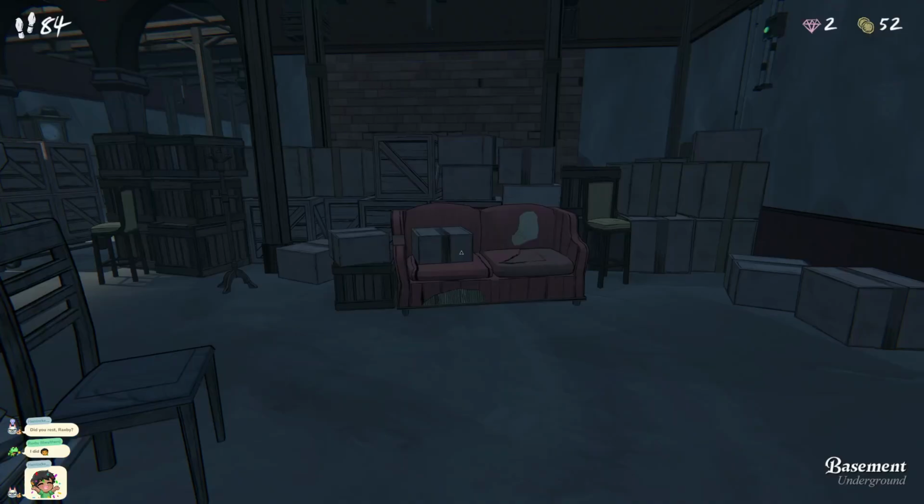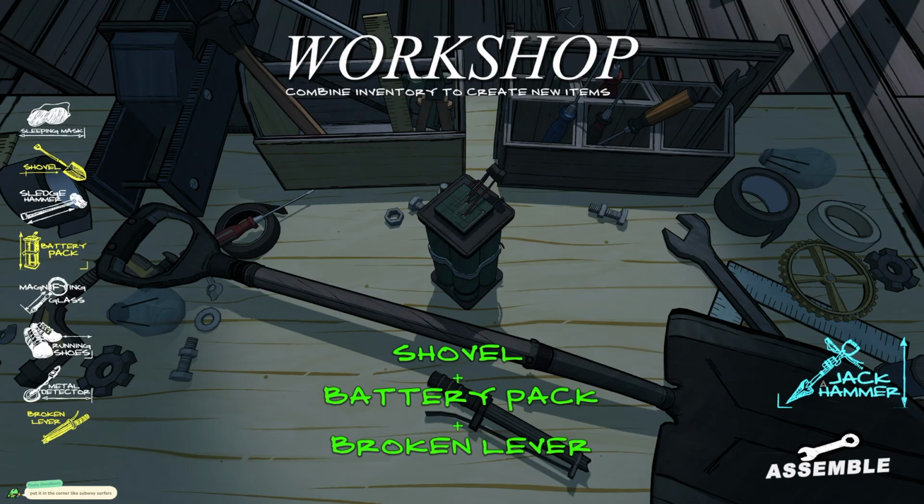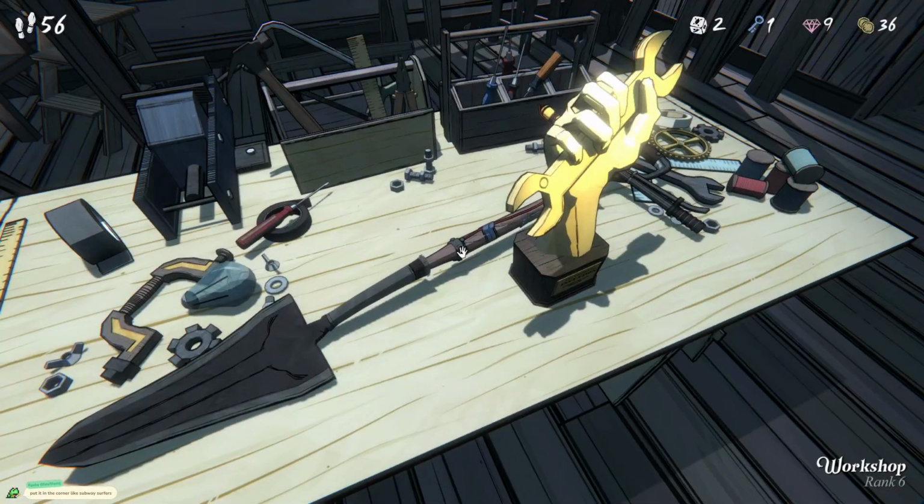But if I can get over here, the boat is on the right side of the map now. Dare I? We've never had the jackhammer before. What does the jackhammer do? Let's find out. Is it as good as the power hammer?